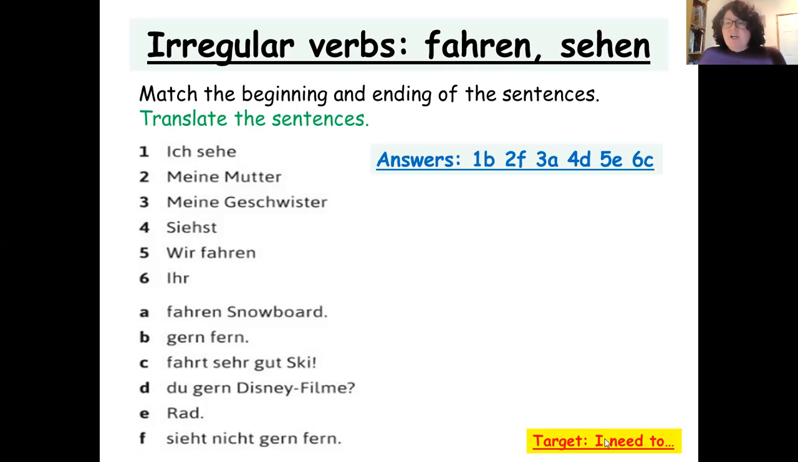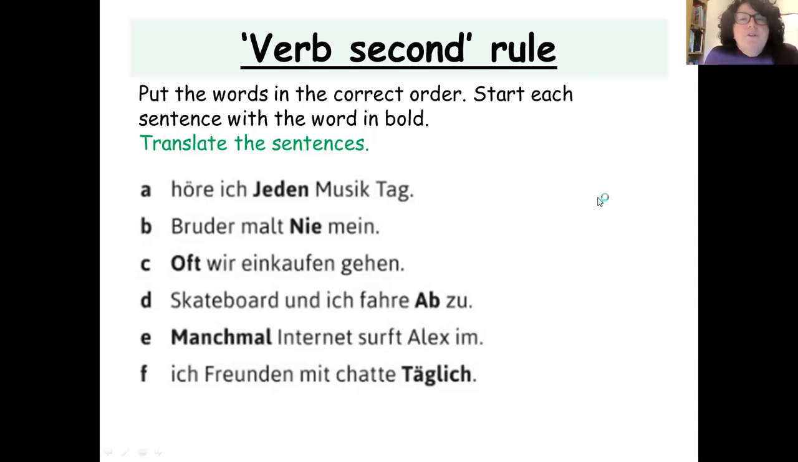Okay, bitte schreib dein Target auf. Bitte, so write down your target. What is it that you need to do? Is it that you need to revise sehen, anfahren? Okay, pause bitte while you write that down in your book. Danke.